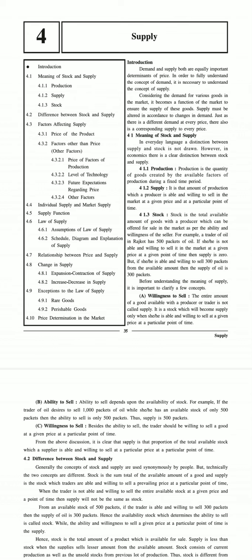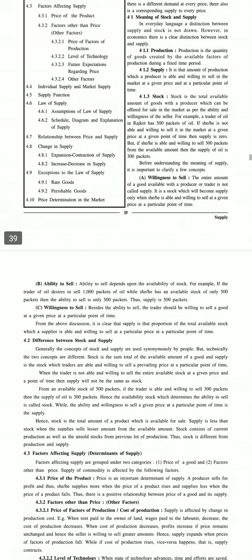So I think till now it is clear what is meant by stock, what is meant by supply, what is meant by the term production, and the two concepts that are involved in supply, that is the willingness to sell and the ability to sell. Now coming down to the difference between stock and supply.